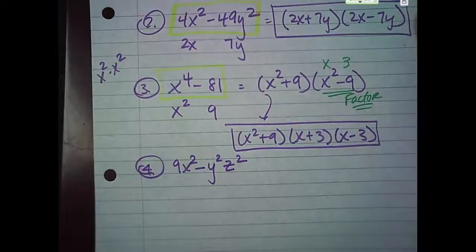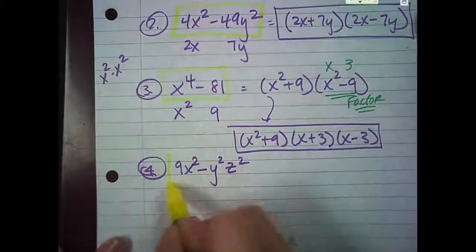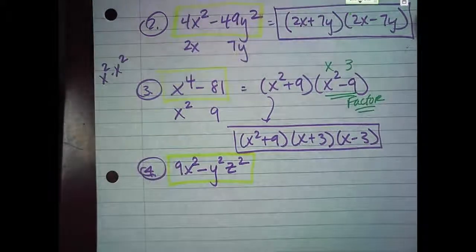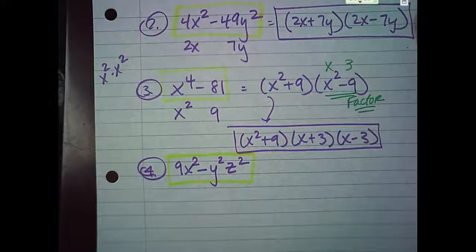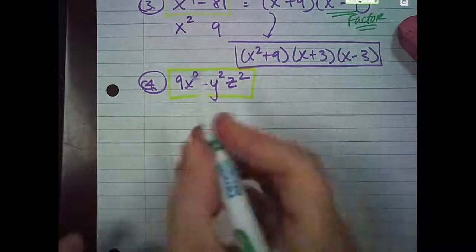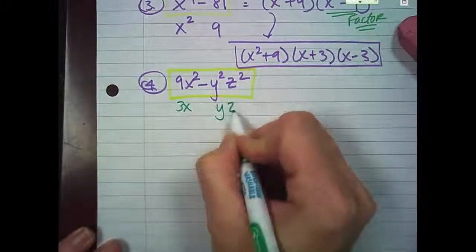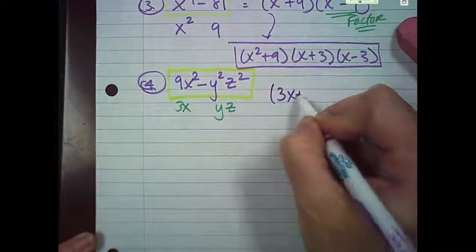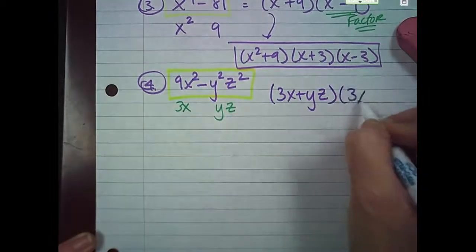Try number 4. Two terms, check. Minus in the middle, check. Are they both perfect squares? Yes or no? Yeah. Yep. This would be 3x. This is yz. So you end up with 3x plus yz and 3x minus yz.